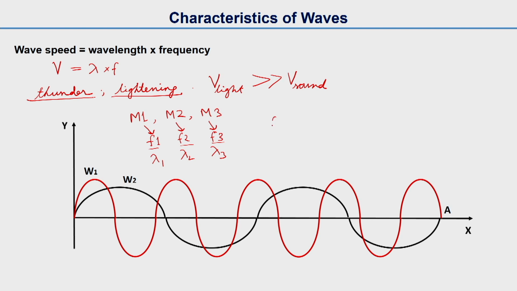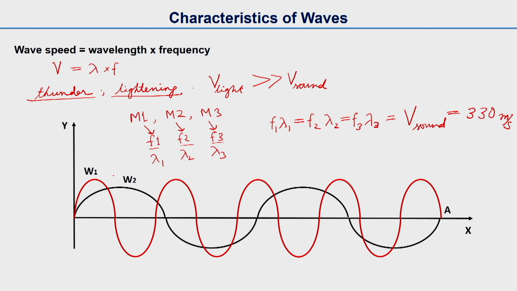So ultimately, the frequency of the first instrument multiplied by the wavelength of the first instrument will be equal to F2 lambda 2, and F3 lambda 3, because we know that sound speed in air is around 330 meters per second. And here we are demonstrating with the help of a transverse wave.